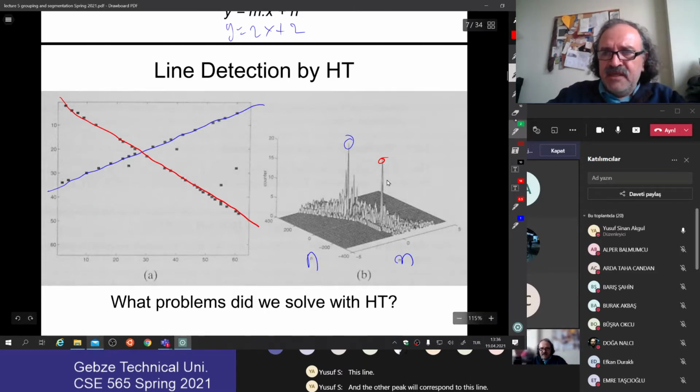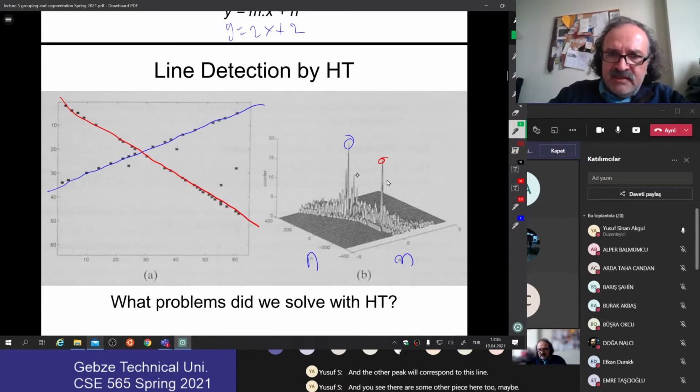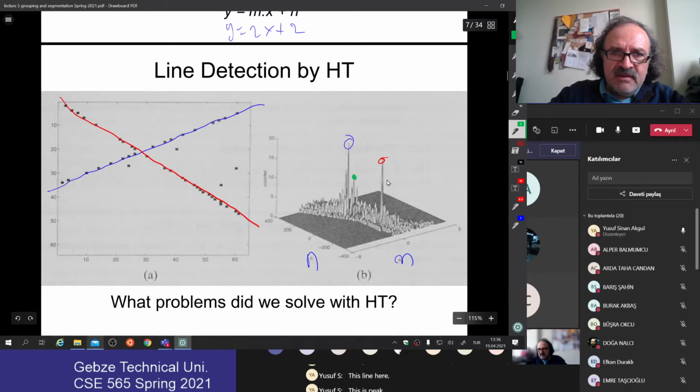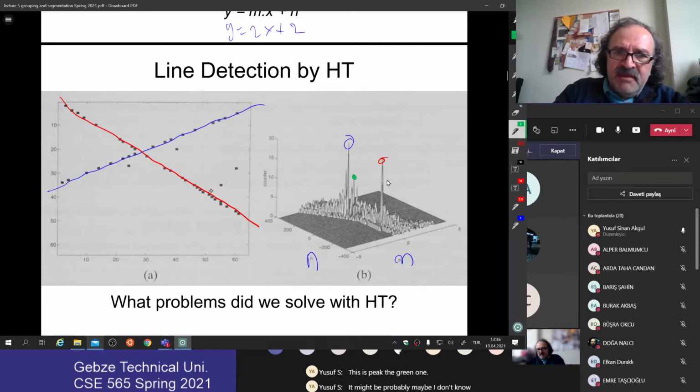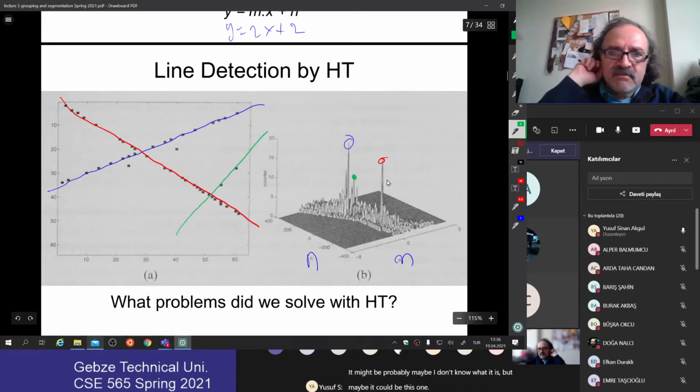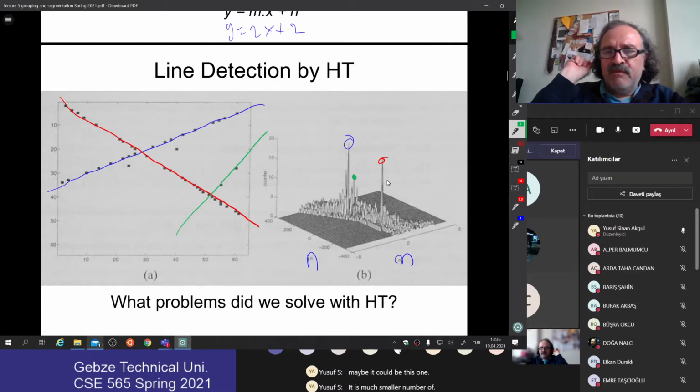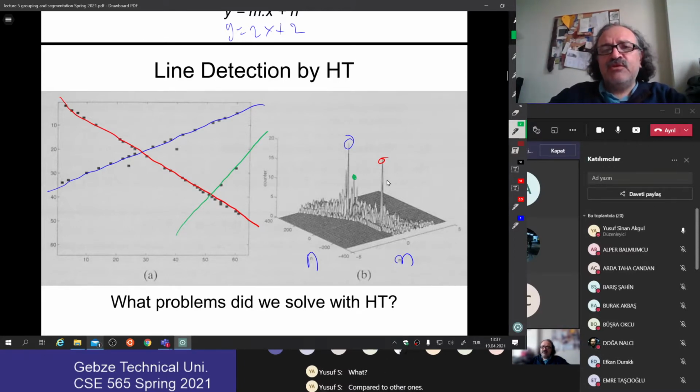And you see there are some other peaks here too. Maybe this line here, this peak, the green one, I don't know what it is, but maybe it could be this one. It has a much smaller number of votes compared to the other ones. So you select a threshold, and you say that any lines that get more than 15 votes should be okay with me, and this algorithm works. That was the summary of what we did last time.